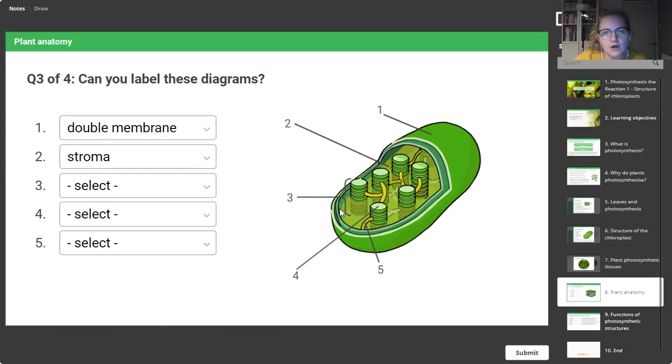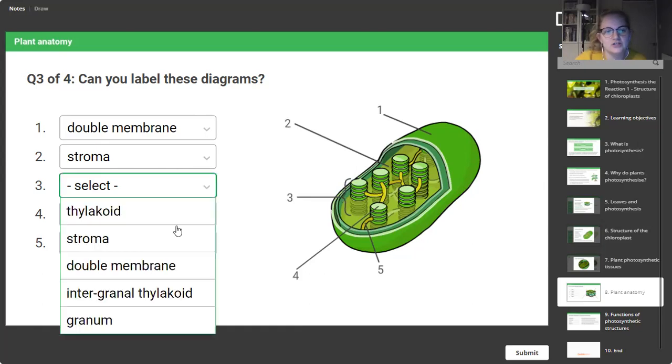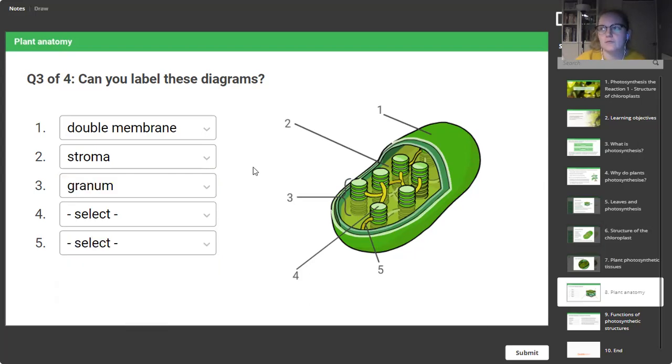3, we're looking at one of them long stacks. Those large stacks are grana. Well, that's a granum, lots of them, grana. And they're all those thylakoids stacked on top of each other.